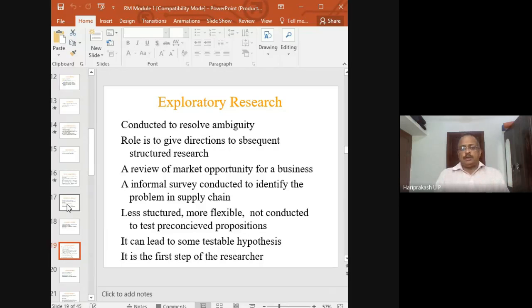So that is exploratory research. This research is conducted to resolve the ambiguity. Ambiguity means confusion. Now many of you may be in confusion: what is this research, how to do a research?